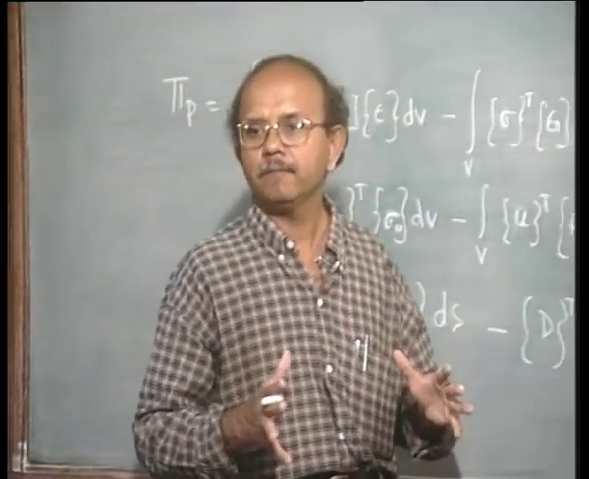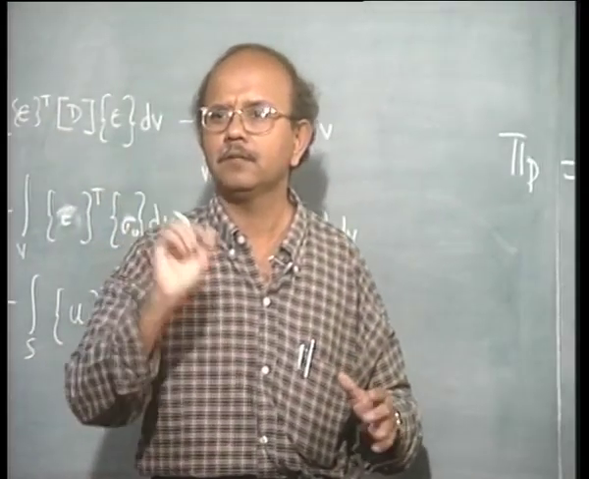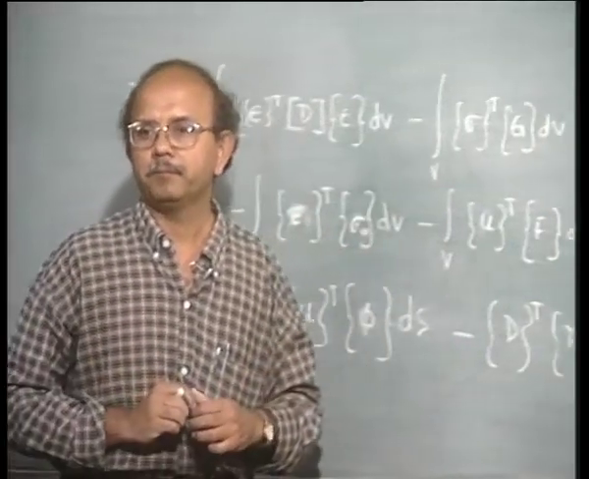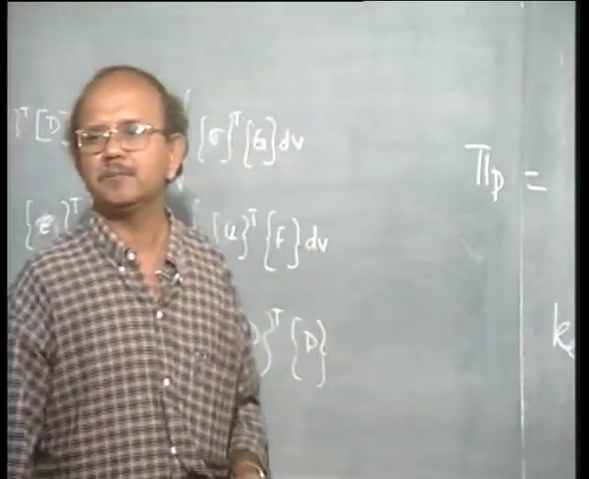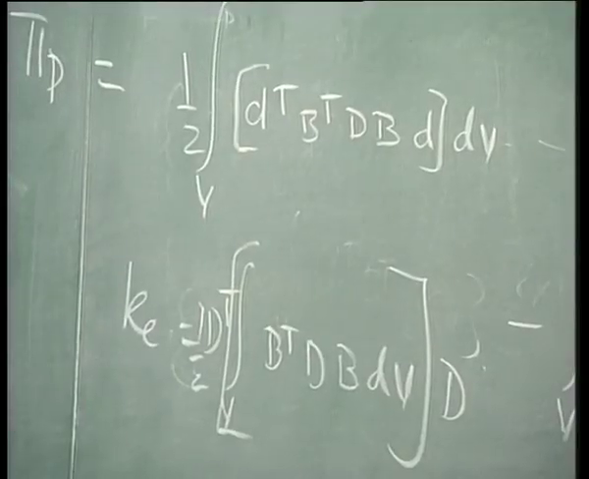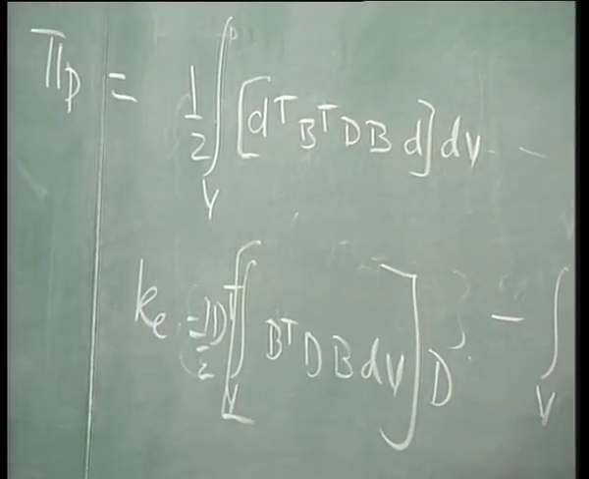Is that clear? No? Okay. Let me repeat that. Have a look at this again. What are these small d's? They are for an element. So in other words, each element now contributes to phi p. In strict terms, this phi p that I have written is valid only for an element.